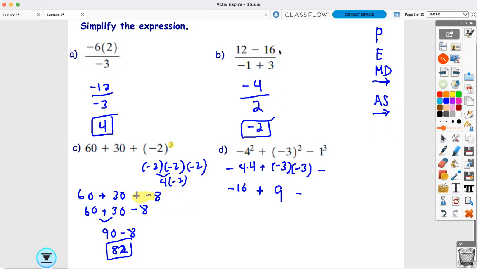All right, so let's look at D. We're not done with D, right? We still have to deal with 1 cubed. I brought down the minus sign because it's not in parentheses. Now I just have to evaluate 1 cubed. 1 cubed is 1 times 1 times 1. So can someone tell me what 1 times 1 times 1 is?